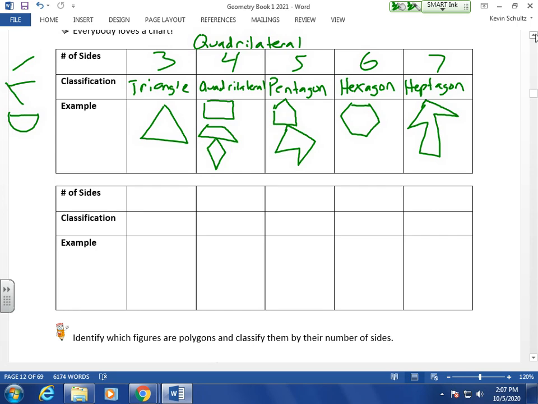6, 7. There you go. 8. This is your stop sign. This is your octagon. 1, 2, 3, 4, 5, 6, 7, 8. There you go. 9. Anyone know what 9? Nintagon. Good guess, but no. Brady? It's a nonagon.